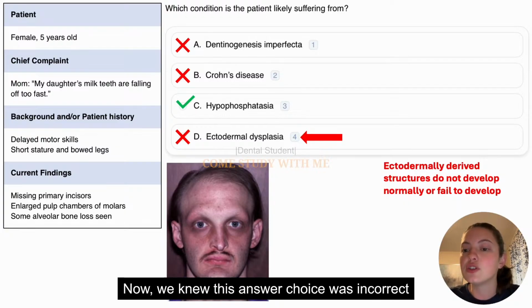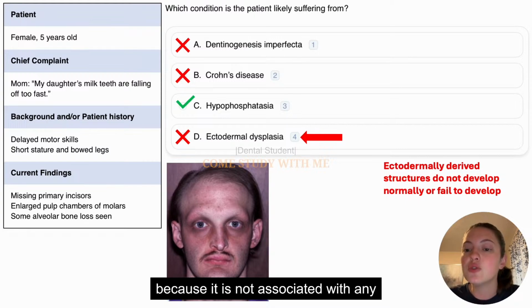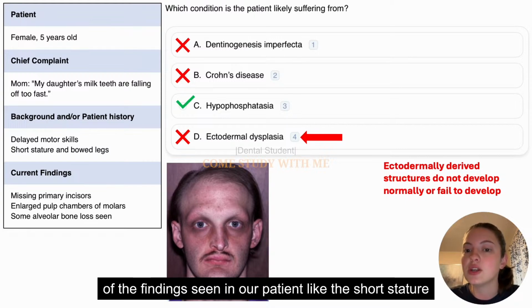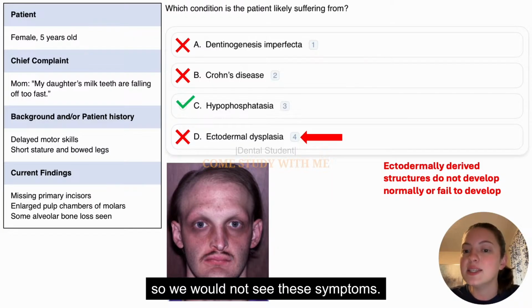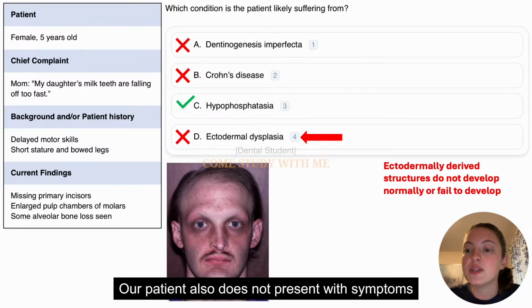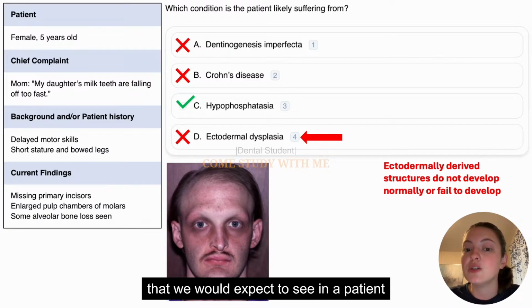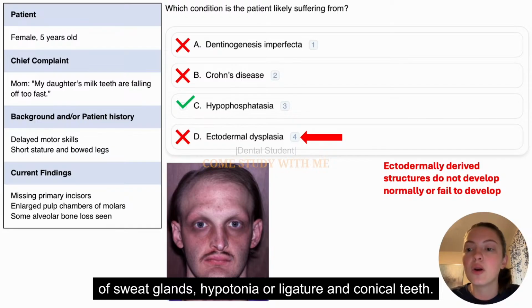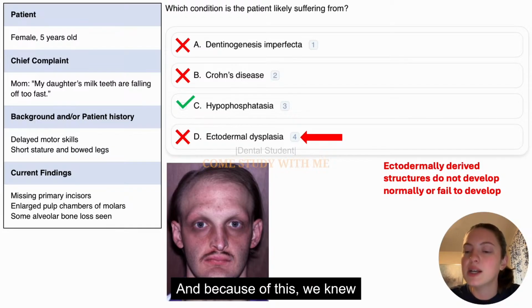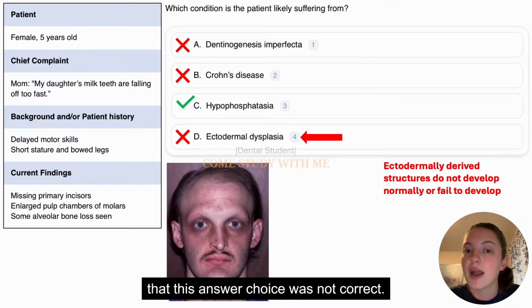Now, we knew this answer choice was incorrect because it is not associated with any of the findings seen in our patient, like the short stature or bowed legs. Because bones are not ectodermally derived structures, they are not affected in ectodermal dysplasia, so we would not see these symptoms. Our patient also does not present with symptoms that we would expect to see in a patient with ectodermal dysplasia, like fine hair, lack of sweat glands, hypodontia or oligodontia, and conical teeth. And because of this, we knew that this answer choice was not correct.